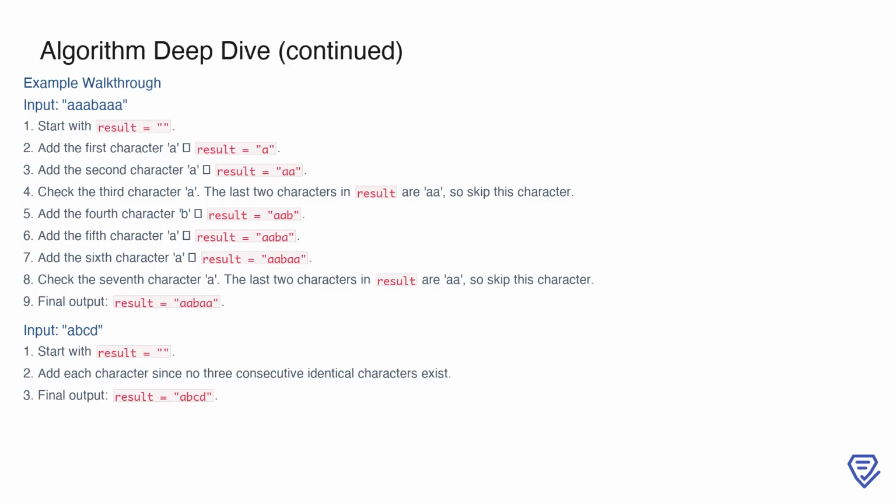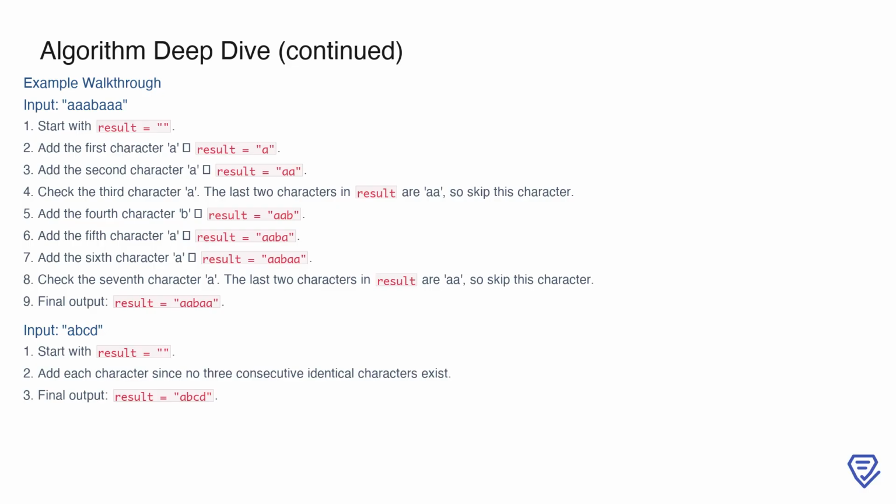Moving on, we add the character b, which updates result to aab. The next two characters, a and a, are added sequentially, resulting in result equals aabaa. When we reach the final a, the last two characters are again a, so this character is skipped. The final output for this input is aabaa.